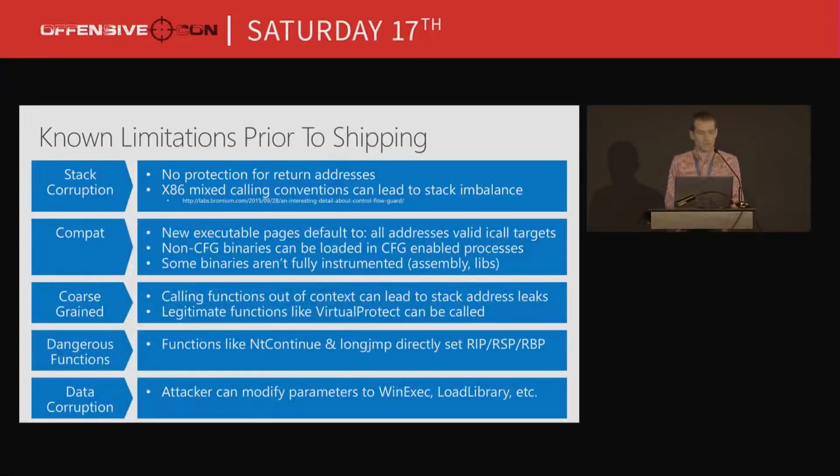And the last category is just generally known as data corruption. And this is the idea that an attacker doesn't actually need to hijack control flow to make a program do interesting things. For example, if there was a file path to an executable that was stored on the heap, and that file path was eventually going to be passed to WinExec, then an attacker could corrupt that path using a read-write primitive, and they could end up getting you to load an executable off of a network share. Similar attacks exist for LoadLibrary and a number of other functions.